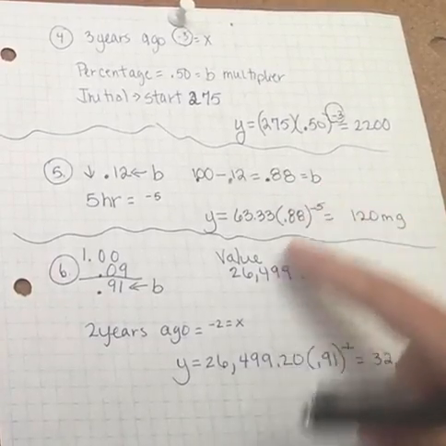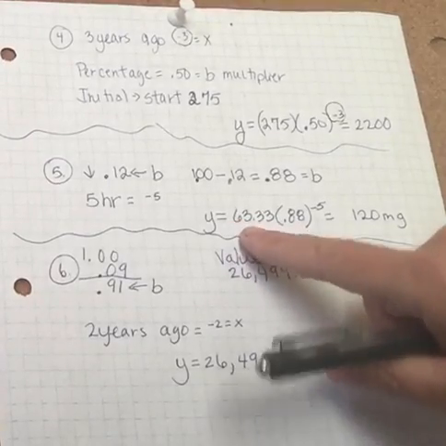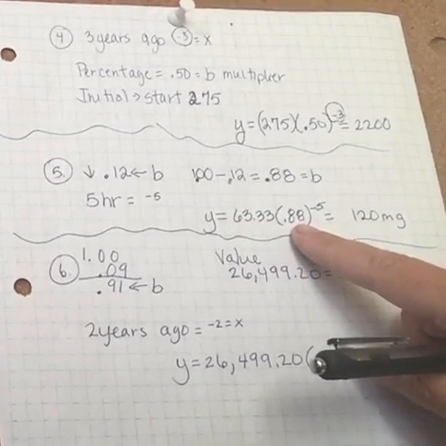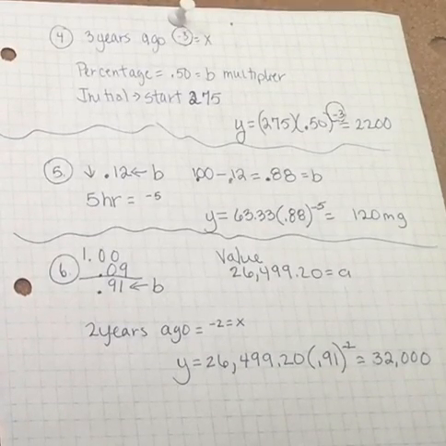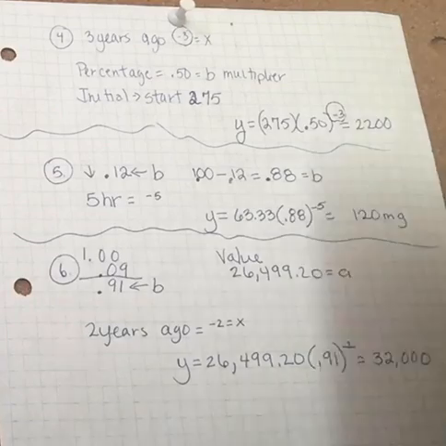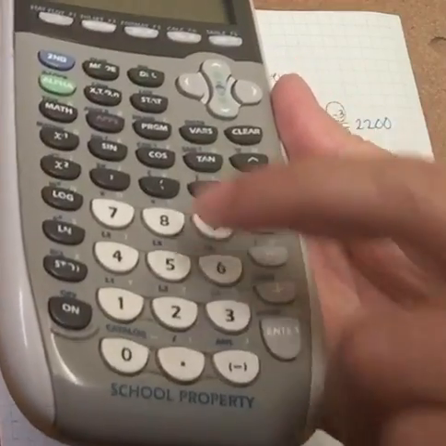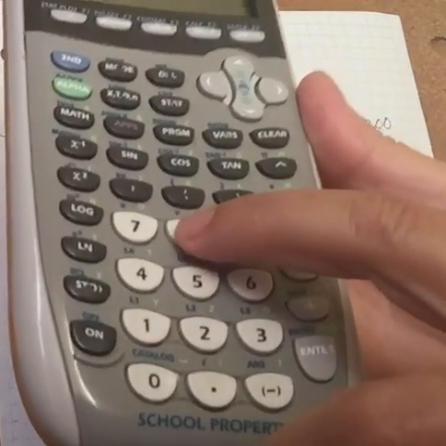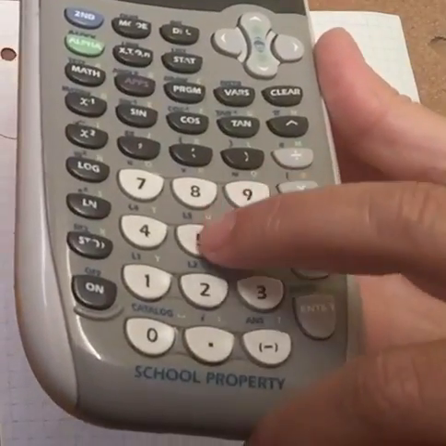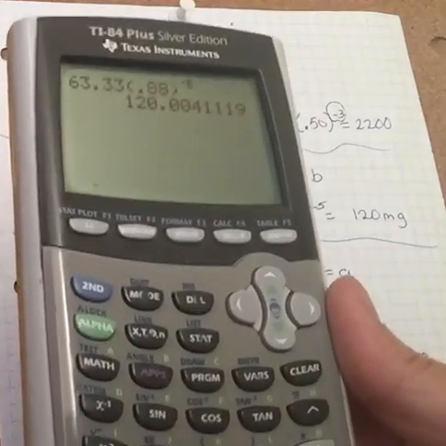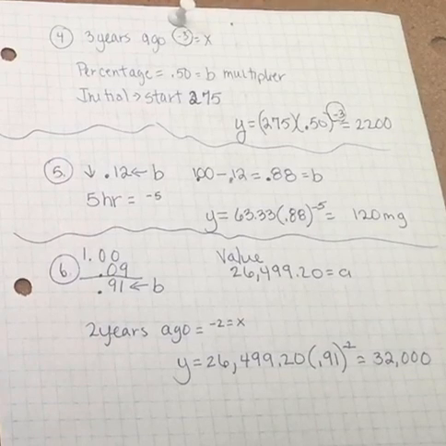Okay, that's your multiplier. So we're going to put in, this is how much caffeine, right? So you put that in, and then you put your multiplier, and then you have your minus 5 again. And that 5 is for hours past. So we have 63.33 parentheses 0.88. Hit that button there. Hit the negative there and a 5. Hit enter, and you have around 120. Okay. All right. Let's look at number 6, the last one.